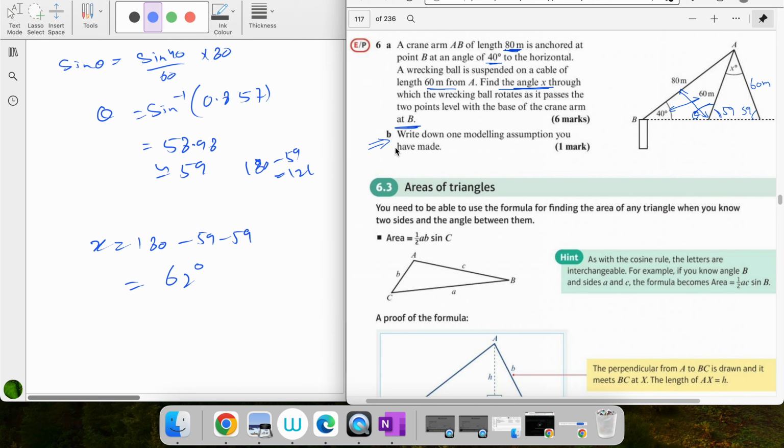B part says write down one modeling assumption you have made. So again, this whole line is a straight line. All the lines are straight. This is isosceles and they are at the same level.